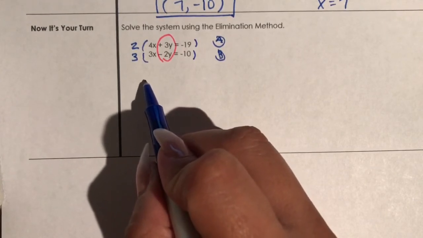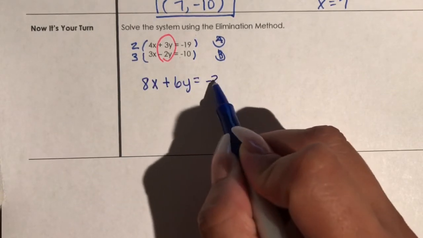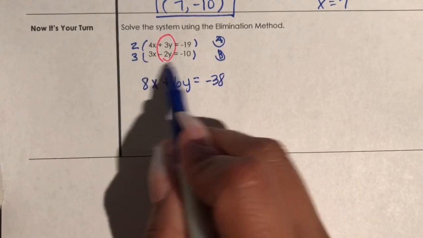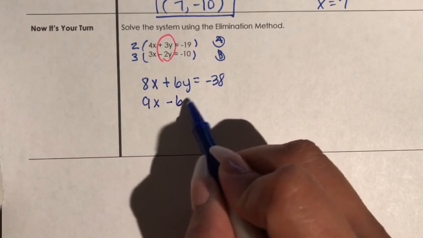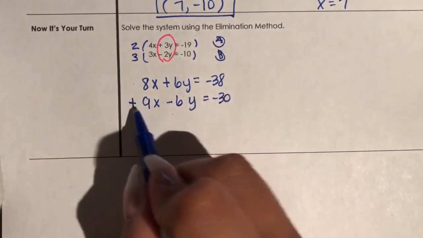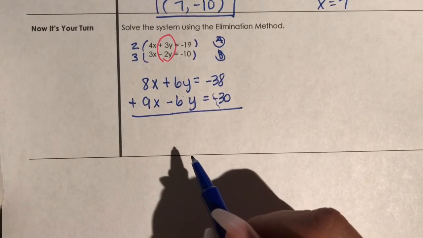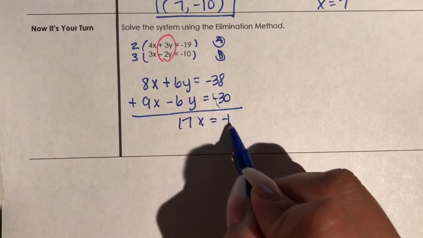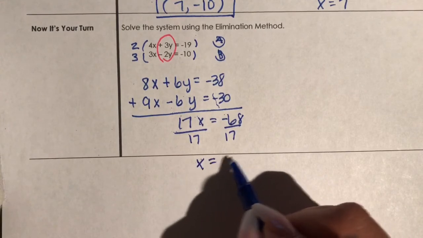The new equation A is going to be 8x plus 6y equals negative 38. The new equation B, multiplying 3 to each term, is going to be 9x minus 6y equal to negative 30. I'm adding equation A and equation B together, the new equations. So I'm going to get 17x equals negative 68. Divide both sides by 17. X equals negative 4.